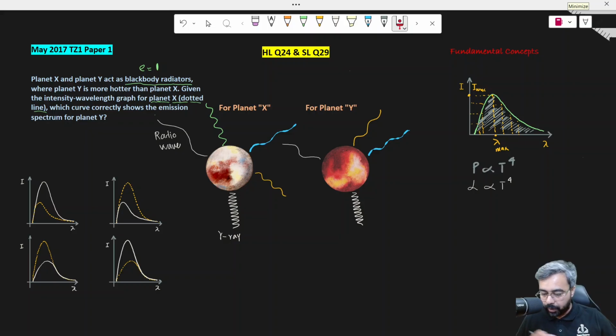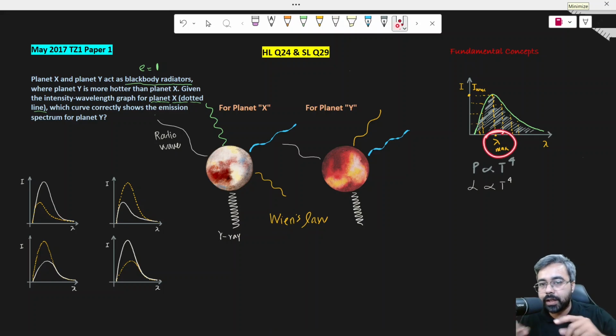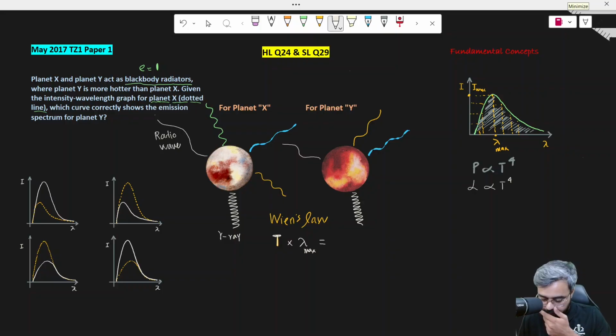And what will be for planet Y? Let's take advantage of Wien's law. Wien's law relates the temperature and the wavelength. Which wavelength? The maximum wavelength, which I mentioned here. The maximum wavelength doesn't mean it has a maximum length. No, it means that it is the light which carries the maximum energy. So it says that the product of the temperature and the maximum wavelength is constant, and that constant is 2.9 times 10 to the power negative 3 meter Kelvin. So that is constant. It means that the maximum wavelength and the temperature are inversely proportional.